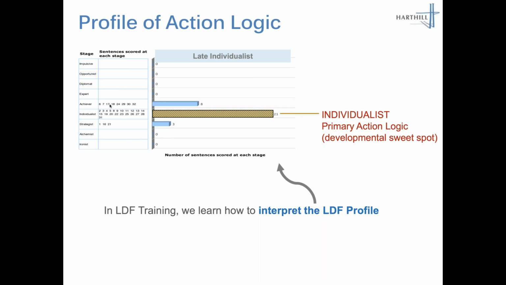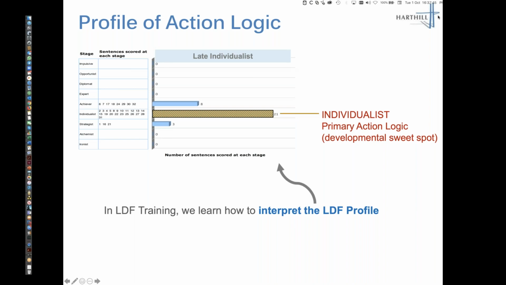So we call that the primary action logic. And that is, for most people, a real sweet spot for growth. In other words, if you help to draw their attention to that area of their meaning making, they can really start to make real progress with their wider development, because they're working through a lens that's already active and already growing. So you're kind of pushing at an open door in that sense.